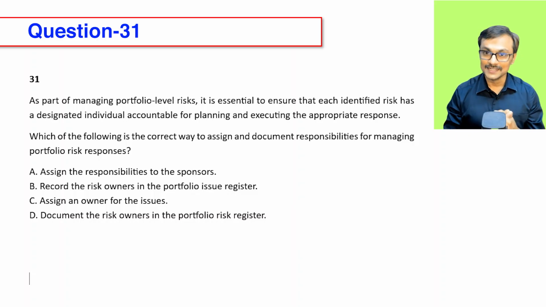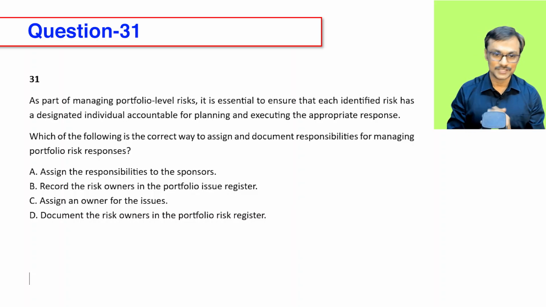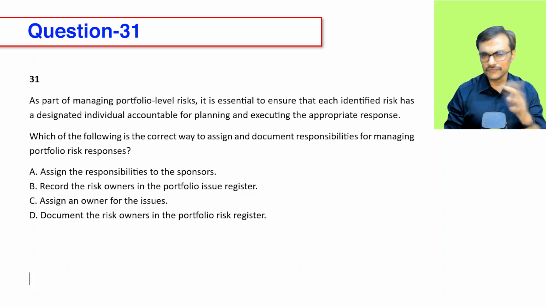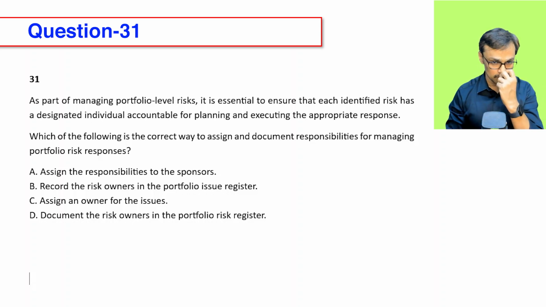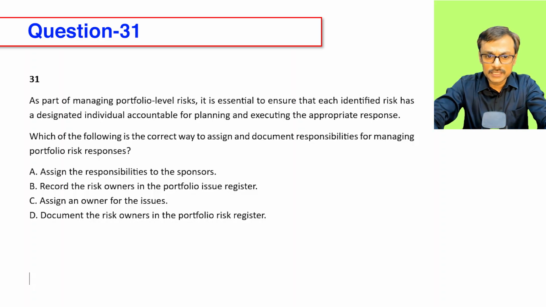It was looking good till the last 2 words, issue register. Assign an ownership for the issue. So if we know the difference between risk and issue, B and C are anyway out. A is anyway randomly saying that you need to assign all the risks to one guy, one role. The option D clearly tells document the risk owners in the portfolio risk register.